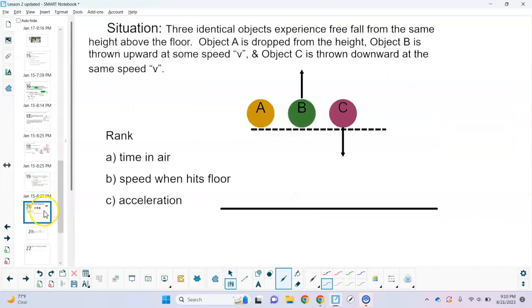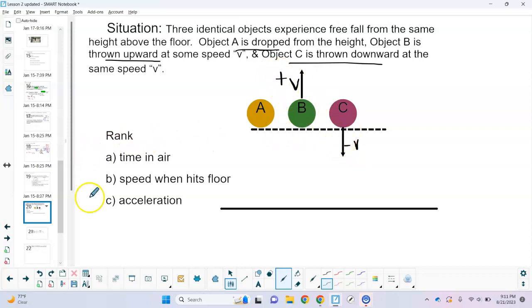after this last question of ranking ideas for this situation. So for this situation, there are 3 identical objects, A, B, and C. They're balls, and they are experiencing free fall in different forms from the same height above the ground. So object A is dropped. Object B is thrown upward, and object C is thrown downward, and these 2 velocities are the same. So this is just a positive velocity, and this is a negative velocity.